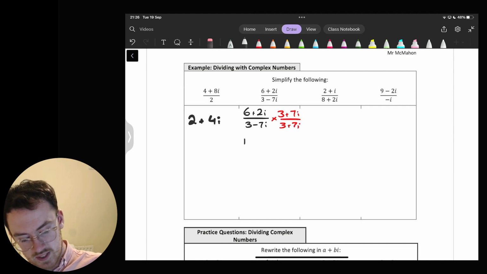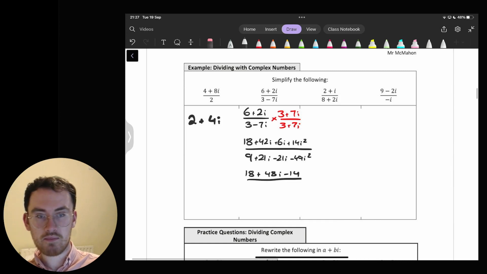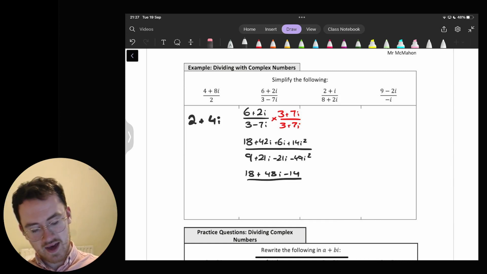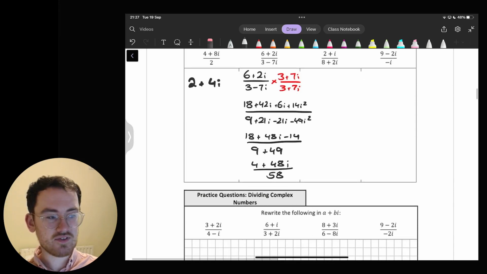So now we multiply out, we get 18 plus 42i plus 6i plus 14i squared. And that's all over 9 plus 21i minus 21i minus 49i squared. Okay, simplifying down as best we can, 18 plus 48i minus 14, that becoming minus 14 because of the i squared there, and then doing our part on the bottom here, that becomes a plus 49. So I get 18 minus 14, which is just 4 plus 48i over, let me see, 58. And then we can't really simplify that down anymore.